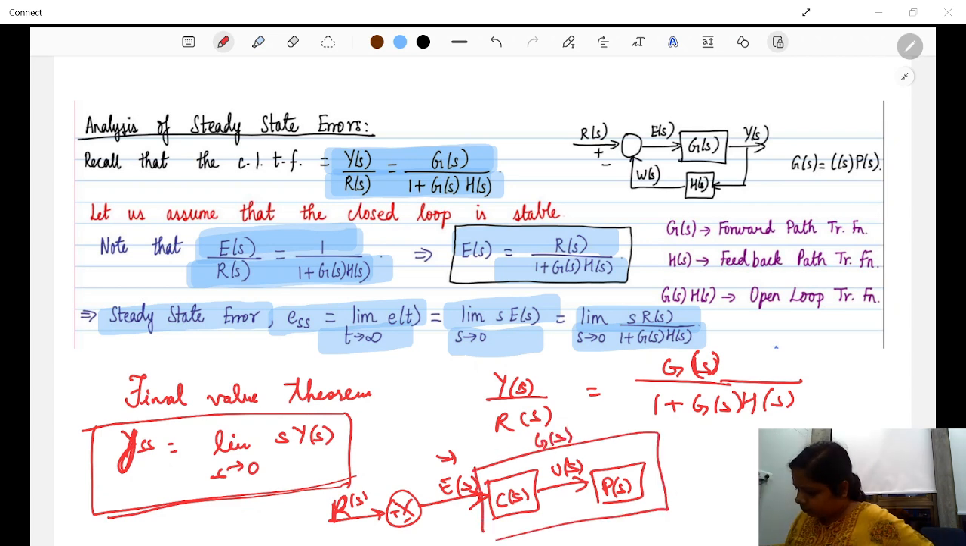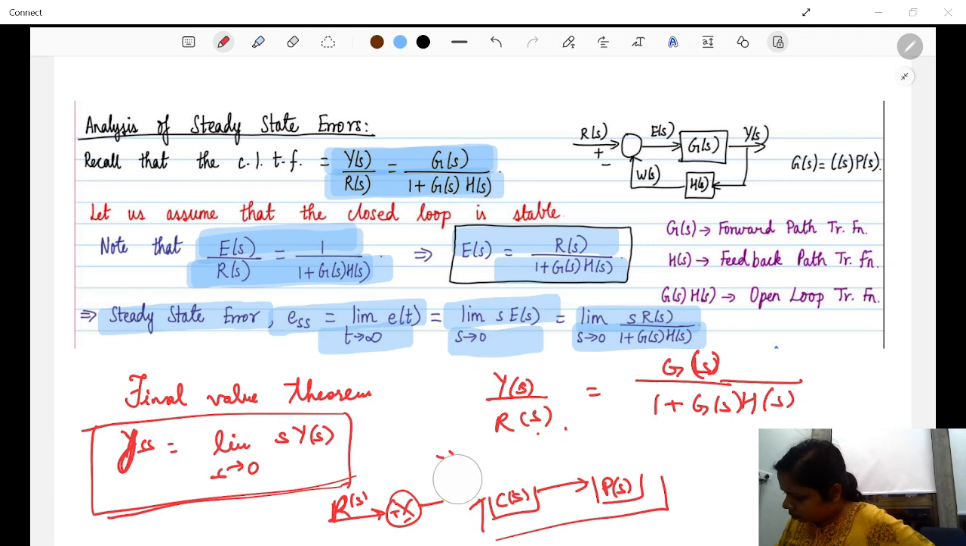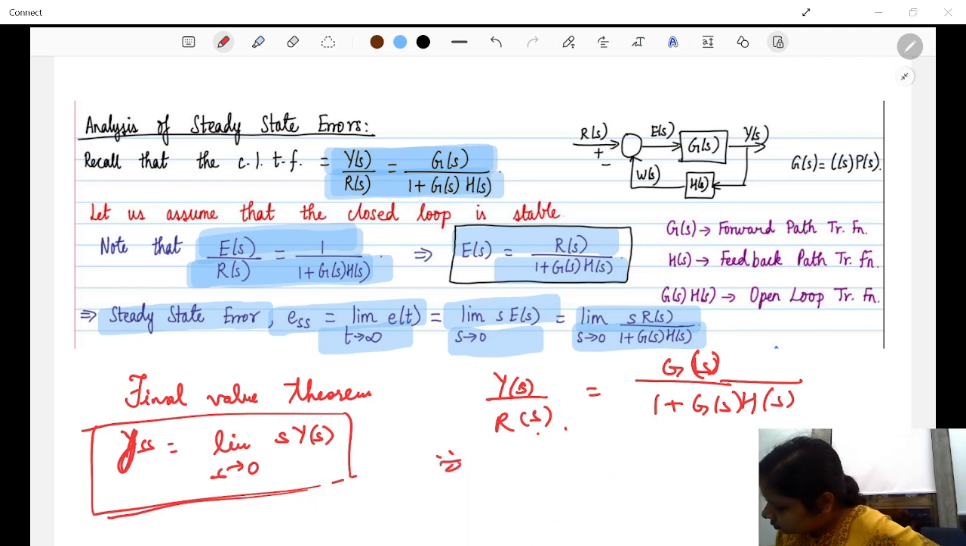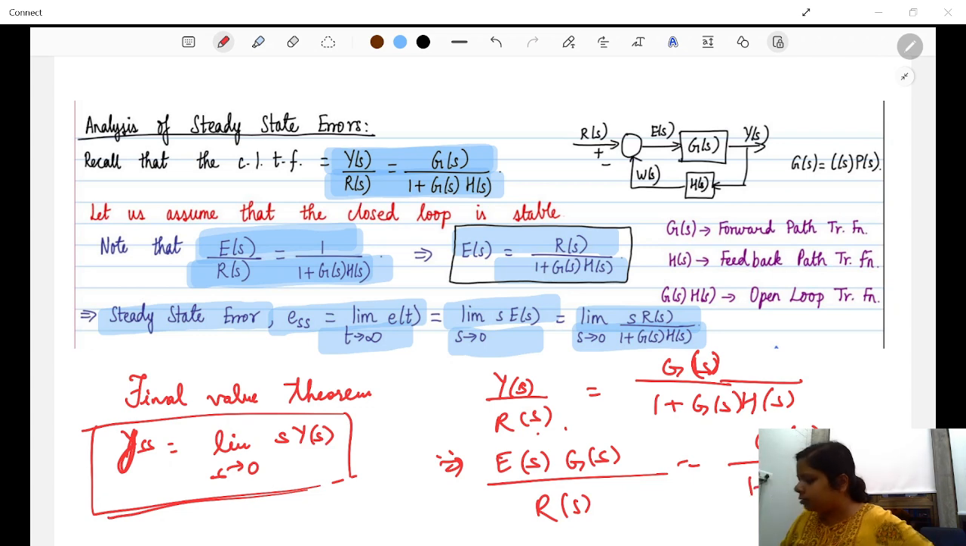What can Ys be written as? Ys upon Rs is equal to Gs upon 1 plus GsHs. How have I written this?